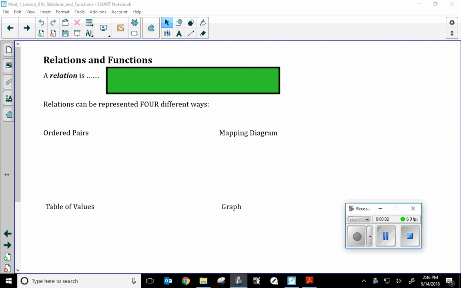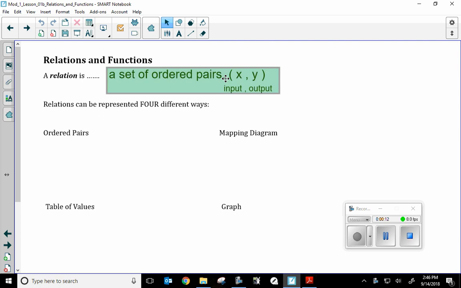All right, welcome. This is Unit 1, Lesson 1, Relations and Functions. So let's get started. A relation is just a set of ordered pairs. There's an X and a Y, that's a pair. And lest we forget, the X is the input and the Y is considered the output.